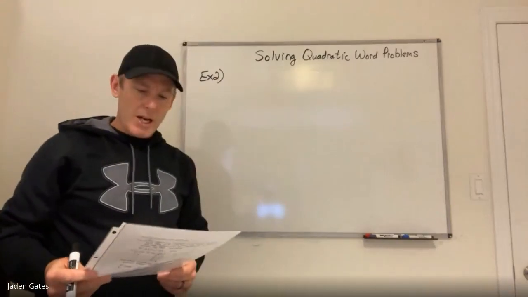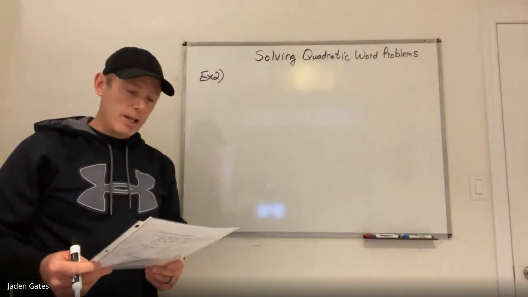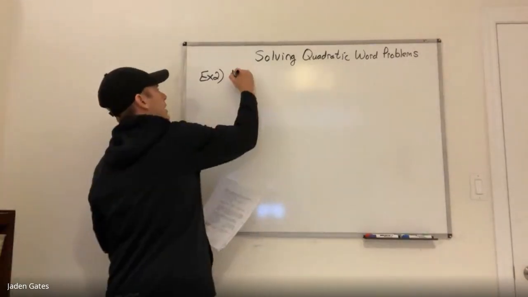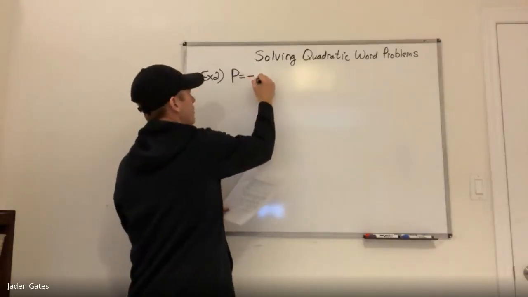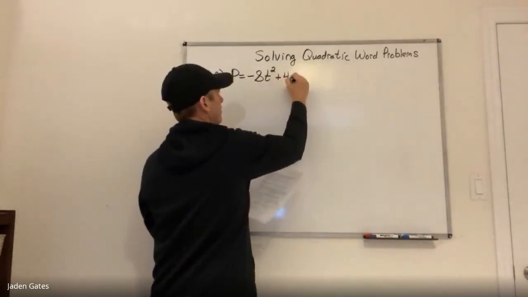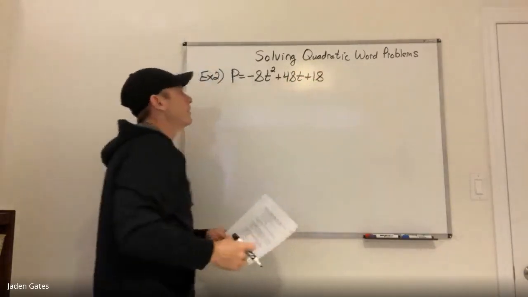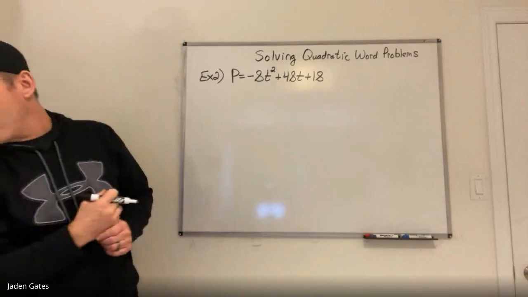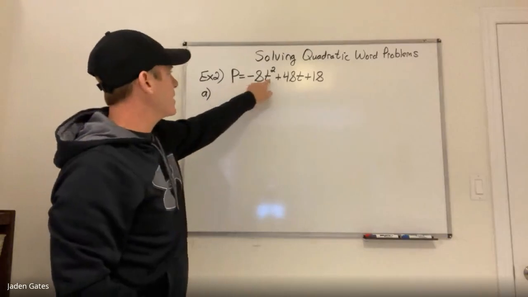A university study has shown that, on average, the percent of material memorized by grade 11s after T hours of studying is given by the formula P equals negative 8t squared plus 48t plus 18. P is your percentage, or what you can remember, and T is how long it takes.